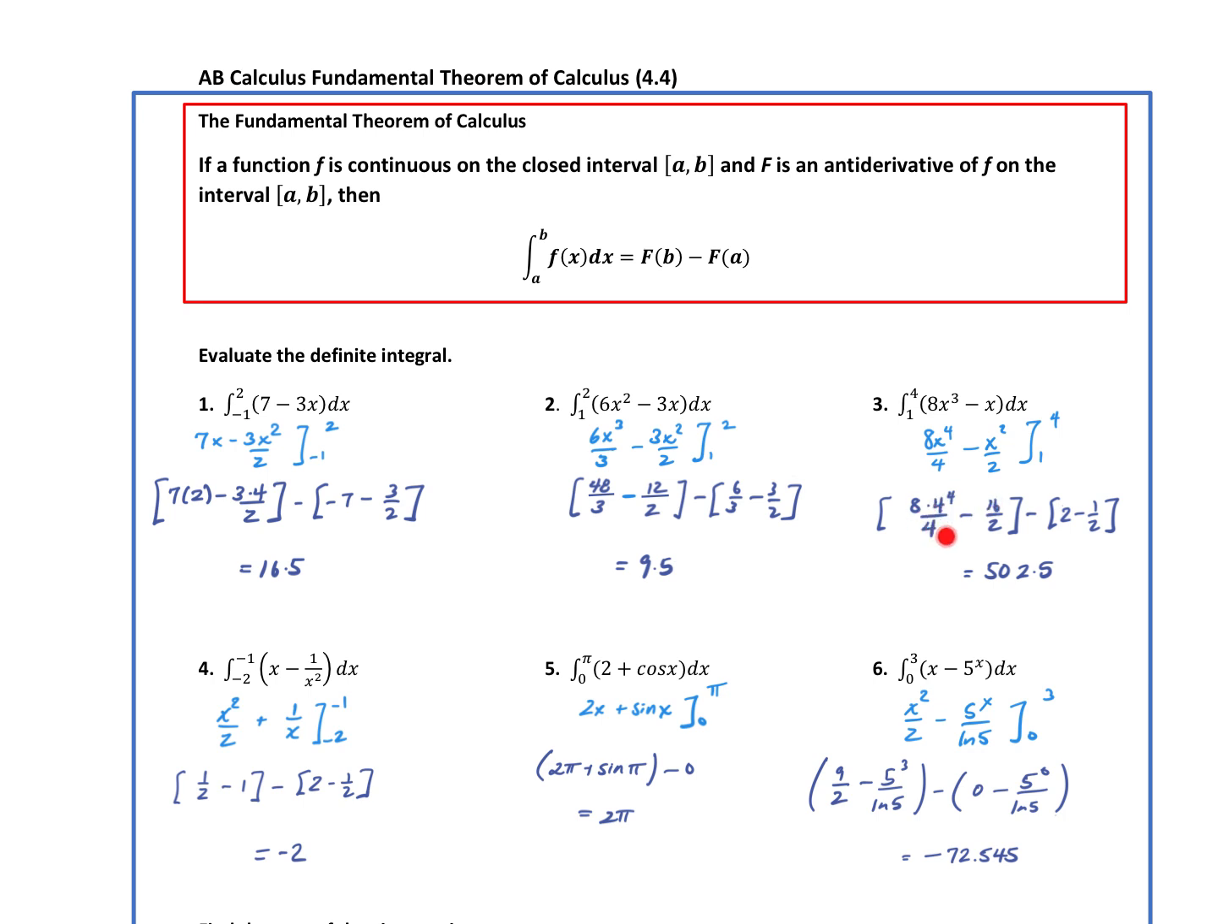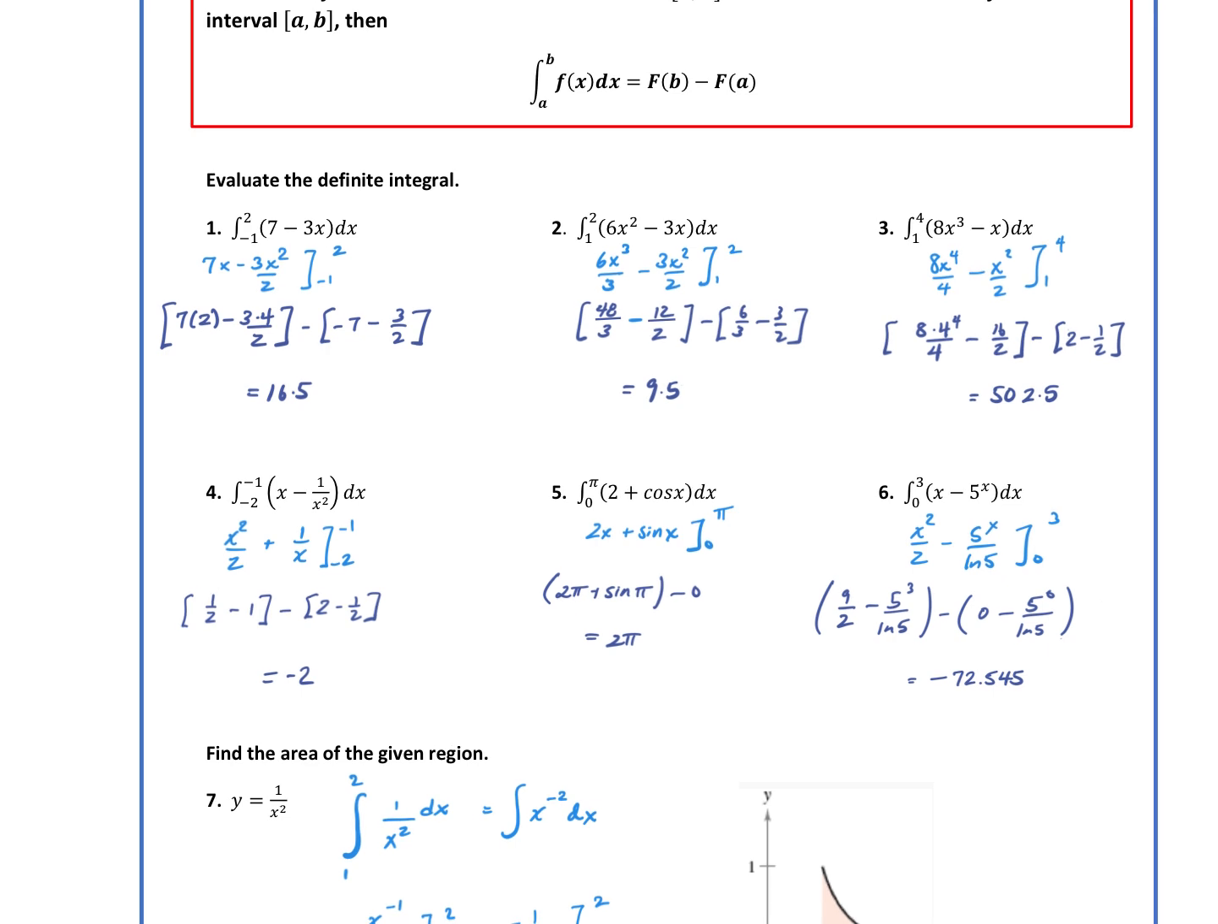plugging in the 4, so this is all plugging in the 4. I have to plug it here minus this, and then subtract plugging in the 1. So that's plugging in the 1, and we get that, okay? If we move on down here, we've got, I rewrote this to x to the -2. So when we raise it up by 1, we get x to the -1 divided by -1. So this minus flipped to a positive, and then it's 1 over x. Okay, again, plugging in the top bound, plugging in the bottom bound, and you get -2.